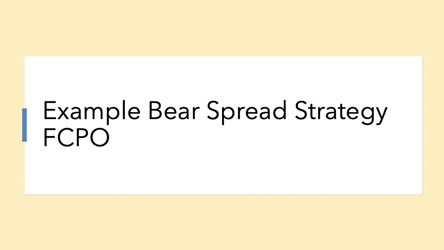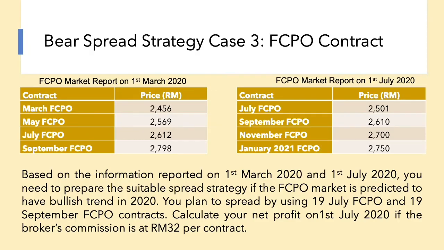Let's move to the example of bull spread strategy. For this case, I'm using FCPO contract. We have two tables here. The first one is FCPO market report on 1st March 2020. And the second one, FCPO market report on 1st July 2020. Based on the information reported on 1st March 2020 and 1st July 2020, you need to prepare the suitable spread strategy if the FCPO market is predicted to have bullish trend in 2020. You plan to spread by using 19 July FCPO and 19 September FCPO contracts. Calculate your net profit on 1st July 2020 if the broker's commission is 32 ringgit per contract.